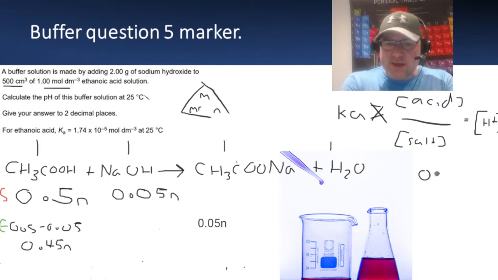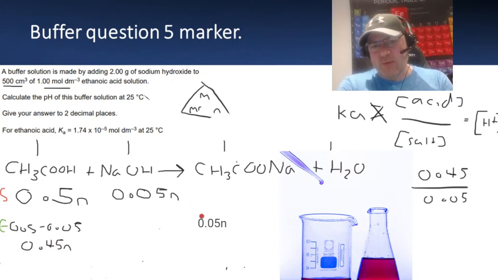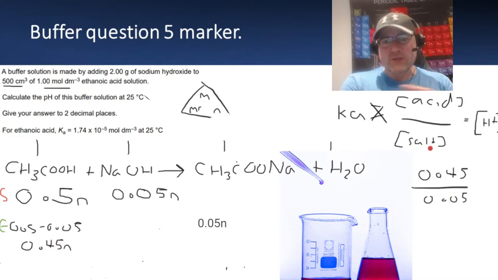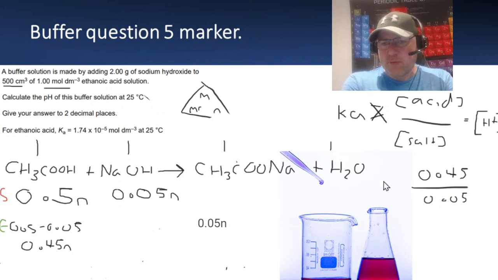So I can either do this. I can go, right, I've got 0.45 of acid, divide it by 0.05, which is the salt. How do I know my salt is 0.05? Because we worked that out here. But actually, this wouldn't be the salt, this would be the ions of the salt, the ethanoate ions, but I'm just being a bit simple by writing it there. And then we're going to times that by the Ka. What do you guys get?